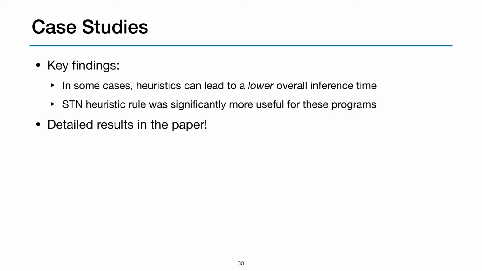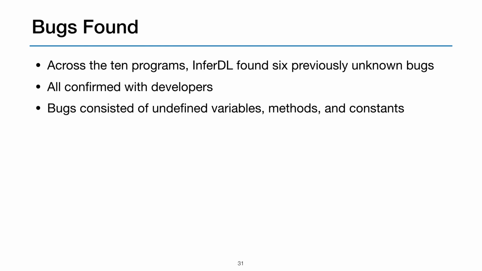We omit the detailed results here, but our key findings were that in some cases, heuristics can actually lead to lower overall inference time, and we also found that the struct to nominal heuristic rule was significantly more useful for these programs. You can find more detailed results in the paper. And finally, when running across these 10 programs, InferDL found 6 previously unknown bugs, all of which were confirmed with the developers. These bugs consisted of undefined variables, methods, and constants. This indicates to us that not only is InferDL useful for generating type annotations, but also for finding bugs in programs.